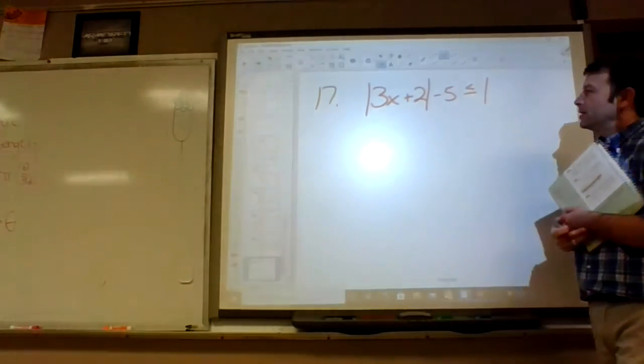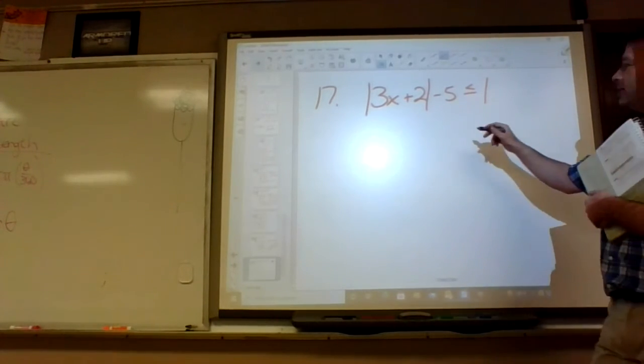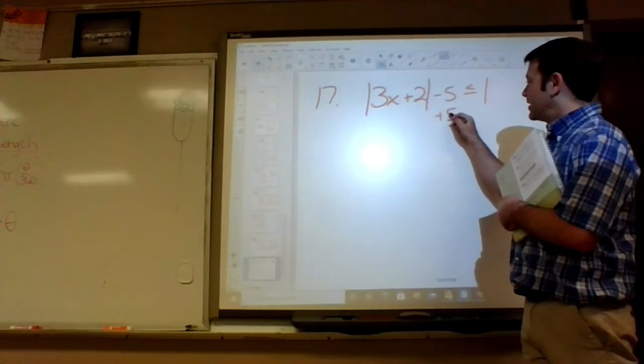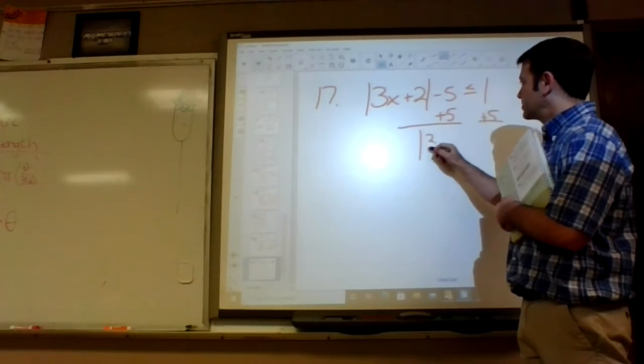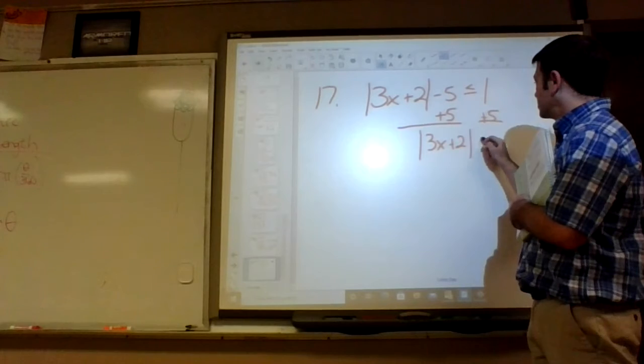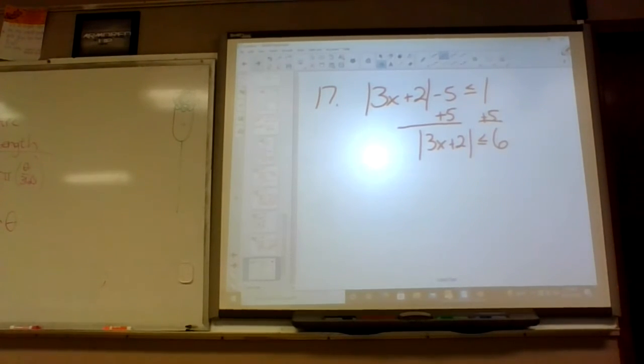Number 17. Alright. So we got something outside the absolute values. You guys remember what we did with that yesterday? You just do it normally. Add 5, get rid of the minus 5 at the start. So add 5, 6. Okay, this is a less than.